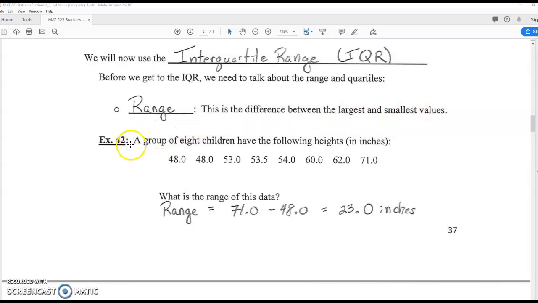For example, let's say we have a group of 8 children and they have the following heights in inches. I've put them in order already for us. What's the range of this data? Well, that simply means take the largest value, which we see is 71.0, subtract the smallest value, 48.0, and the range, the values over which all the data values lie, is a range of 23 inches. Okay, from 48 to 71, there's 23 inches in between them.